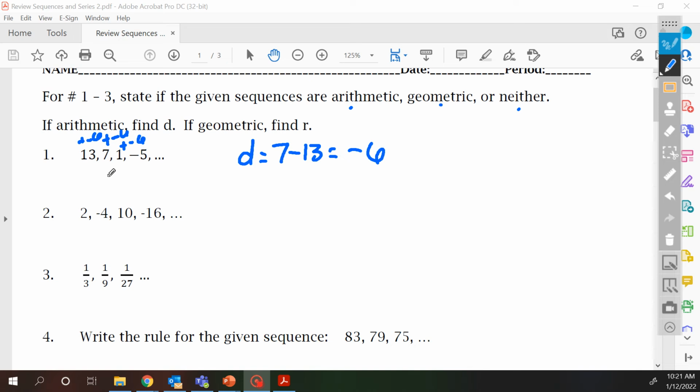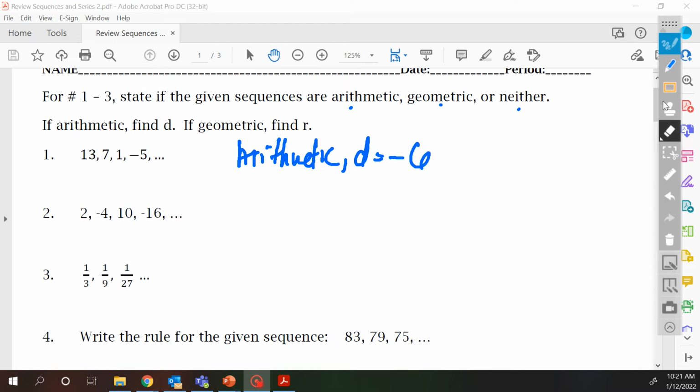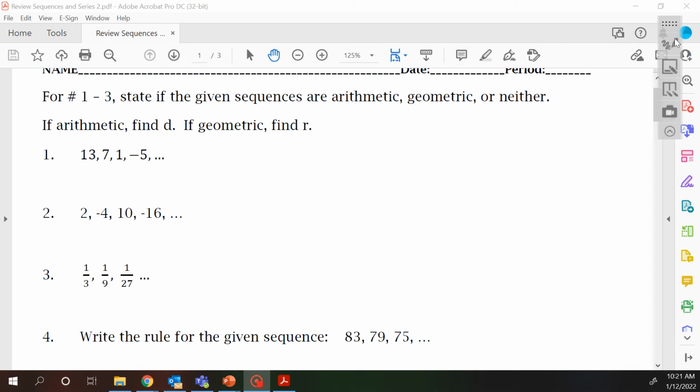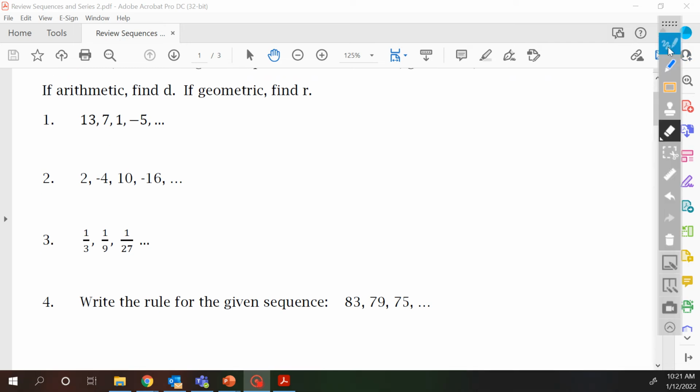All right, so yeah, number 1, we are definitely looking at an arithmetic sequence here. And it has a common difference of negative 6, which we found by taking the second term and subtracting the previous term. Let's take a look at the second example here.